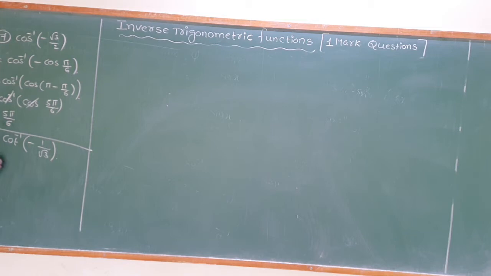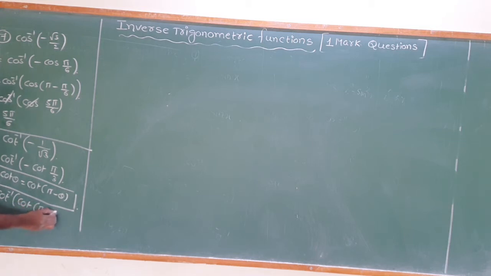Okay, that equals cot inverse of minus cot 60, since cot 60 is 1 by root 3. Minus cot theta can be written as cot of 180 minus theta, because in the second quadrant cot is negative. Therefore, cot inverse of cot of pi minus pi by 3 equals cot inverse of cot 2 pi by 3. Cot and cot inverse cancel, so 2 pi by 3 is the answer.